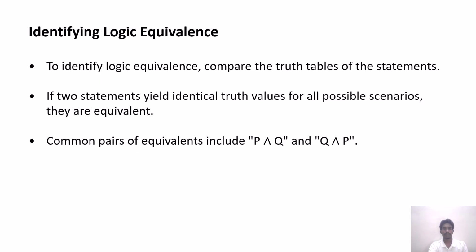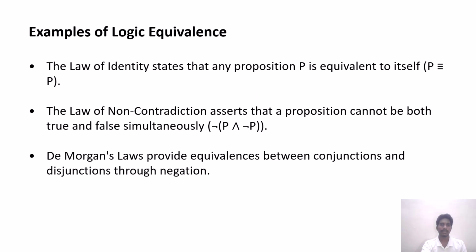Identifying logical equivalence. To identify logical equivalence, compare the truth tables of the statements. If two statements yield identical truth values in all possible scenarios, they are equivalent. Common pairs of equivalence include P ∧ Q and Q ∧ P. Example of logical equivalence. The law of identity states that any proposition P is equivalent to itself. The law of non-contradiction asserts that a proposition cannot be both true and false simultaneously: ¬(P ∧ ¬P). De Morgan's law provides equivalences between conjunctions and disjunctions through negation.